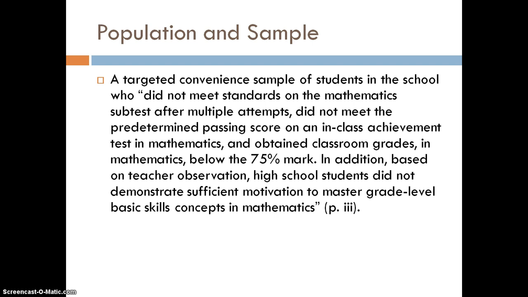Now we'll look at our population and sample. As stated in the abstract, this was a targeted convenience sample of students in the school who did not meet standards on the mathematics subtest after multiple attempts, did not meet the predetermined passing score on an in-class achievement test in mathematics, and obtained classroom grades in mathematics below the 75% mark. In addition, based on teacher observation, high school students did not demonstrate sufficient motivation to master grade-level basic skills concepts in mathematics.